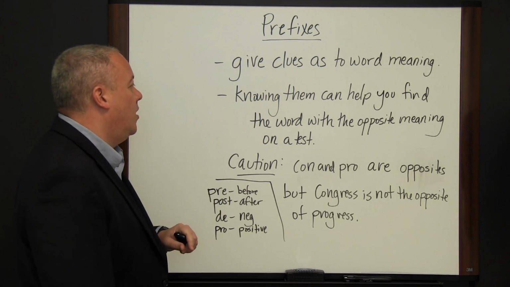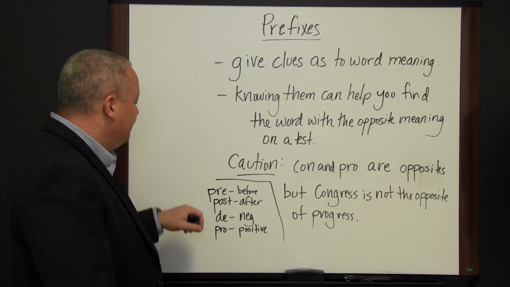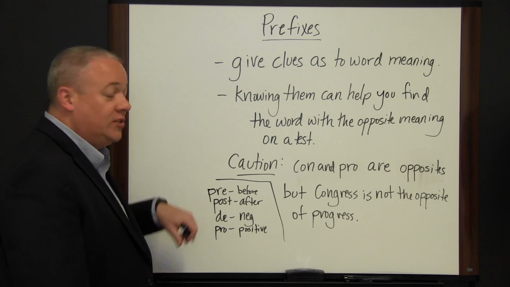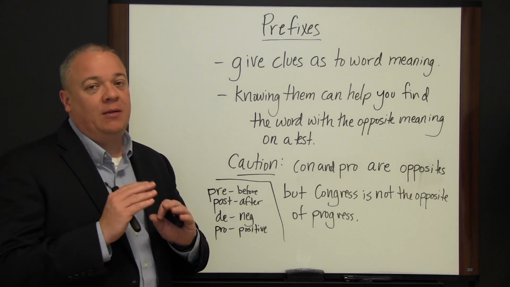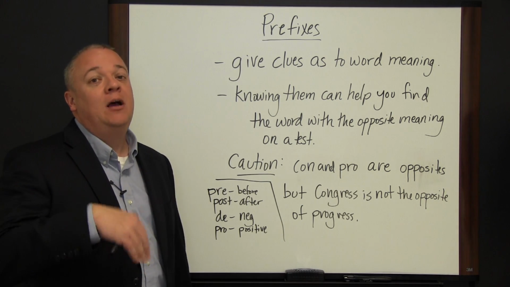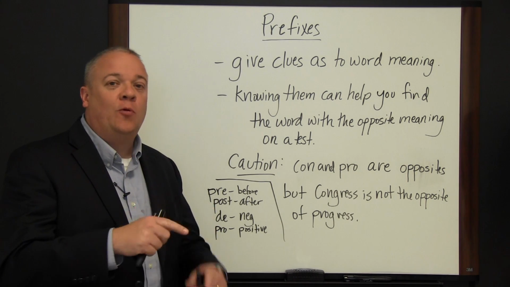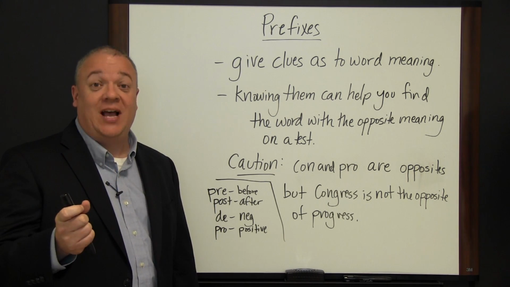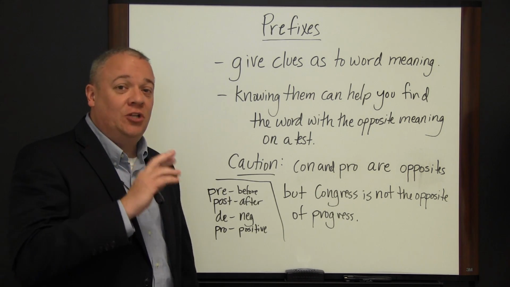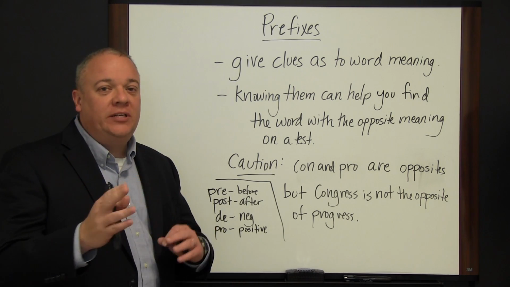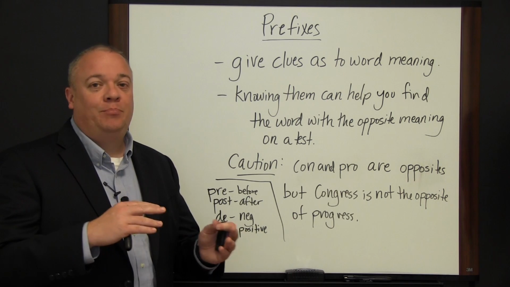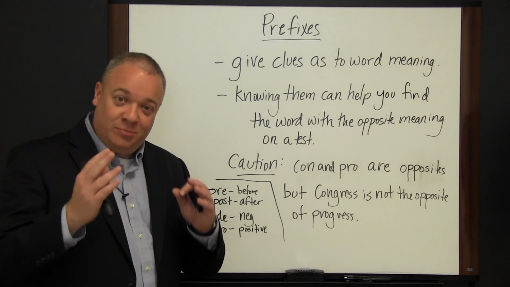Knowing them can help you find the word with the opposite meaning on a test. So prefixes like pre. Here we think pre-operative, pre-op. That means before the operation. Or prescient. Pre meaning before, and scient from the word science, which means knowledge. So to know ahead of time. So prescient is to know ahead of time. Pre-game show, the part that comes before the game.